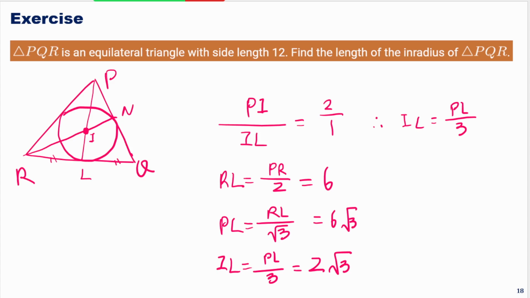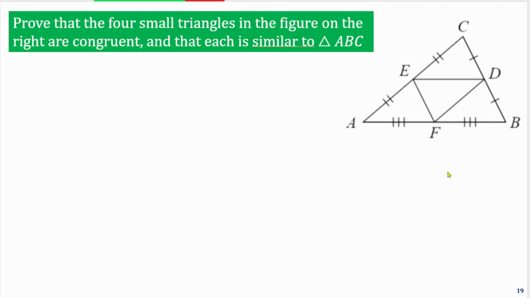Okay, then next let's consider another property related to medians. Can you prove that the 4 small triangles in the figure on the right are congruent and that each is similar to triangle ABC? Note that D, E, F are the midpoints of BC, AC, and AB respectively. So this is a pretty straightforward question, right? I'll give you 1 minute to think about this question.